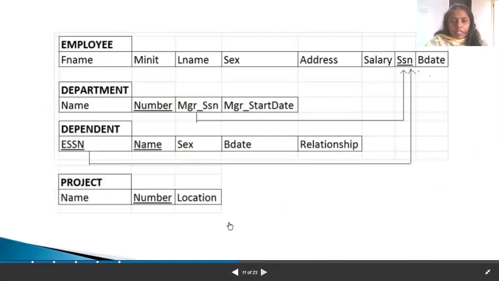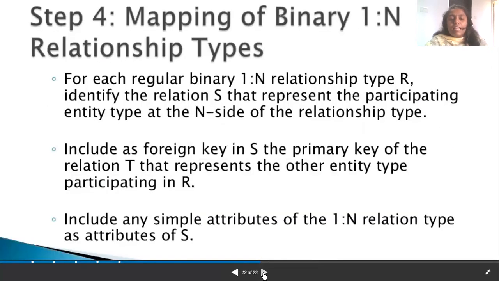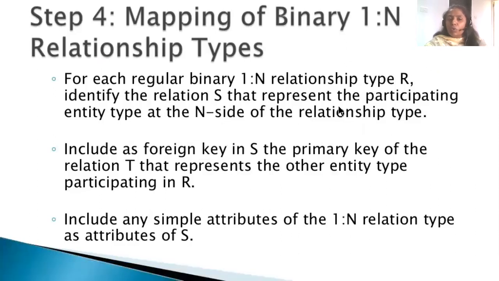That is what happens here. You can see in the department table, name and number already exist. With that, we are adding the manager SSN, the primary key from the employee table, and we are adding the descriptive attribute also. Start date is the descriptive attribute that we are adding here. Clear? That is the one-to-one mapping. Then the second one is one-to-n mapping. How can we map a binary one-to-n relationship into the relational model?